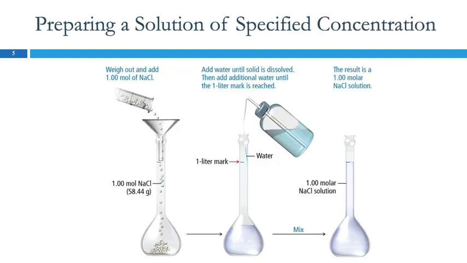Here's an illustration of how you might make a solution of a specific concentration. Here we're trying to make a solution that is 1 mole per liter sodium chloride dissolved in water. So you would weigh out and add 1 mole of sodium chloride, which happens to be 58.44 grams, and then you would add that to a volumetric flask. This is a flask that's specifically designed to measure a particular volume. This is a 1 liter flask. Then you would add water. You want to start mixing while you're adding the water, and then you'll fill it up so the bottom of the meniscus is right at the mark on the neck.